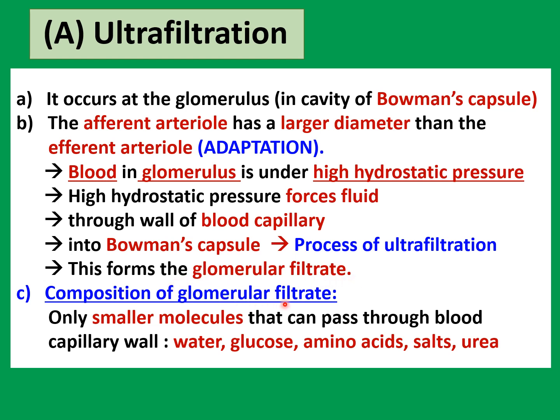Composition of glomerular filtrate: only the smaller molecules that can pass through the blood capillary wall will form the glomerular filtrate. So these substances are water, glucose, amino acids, salts like sodium ion and chloride ion, and urea.